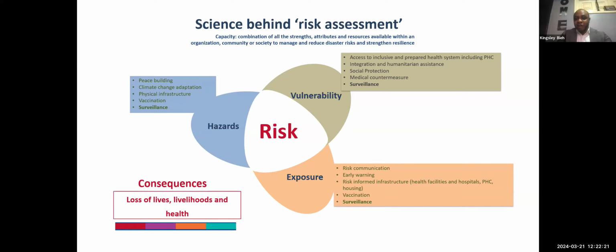When we do risk assessment, we're able to identify these capacities, understand where our vulnerabilities are, so we can begin to shape our planning processes. Next slide.